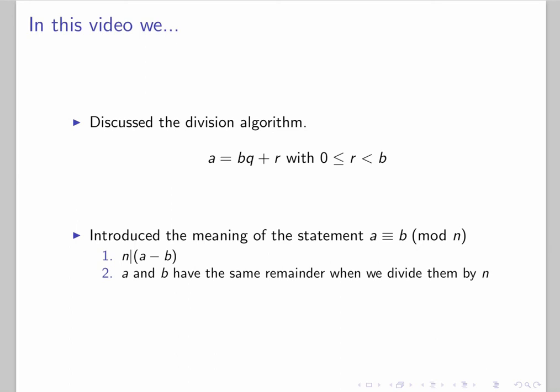And then we introduced the meaning of the statement A is equivalent to B mod n, and by definition, that meant that n divides A minus B. And then we saw that that was equivalent to saying that A and B have the same remainder when we divide them by n.